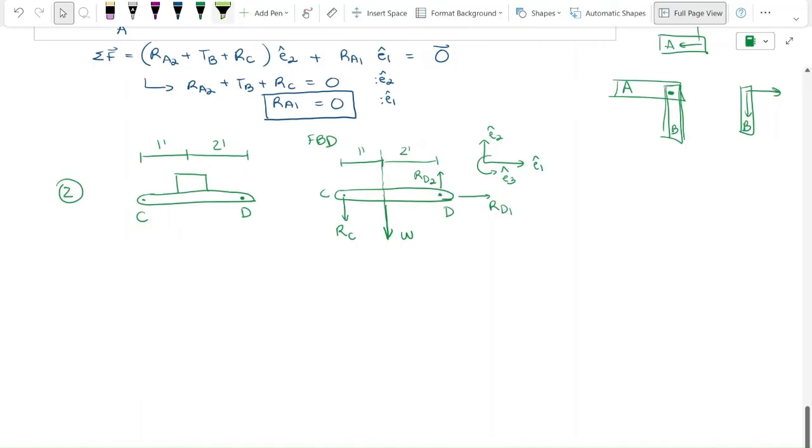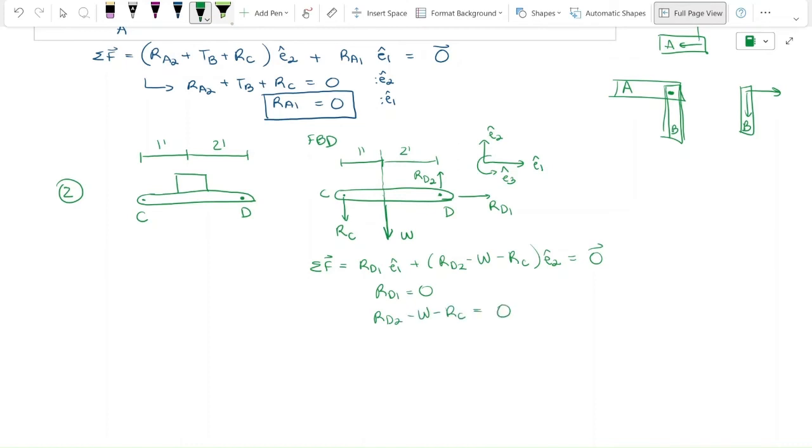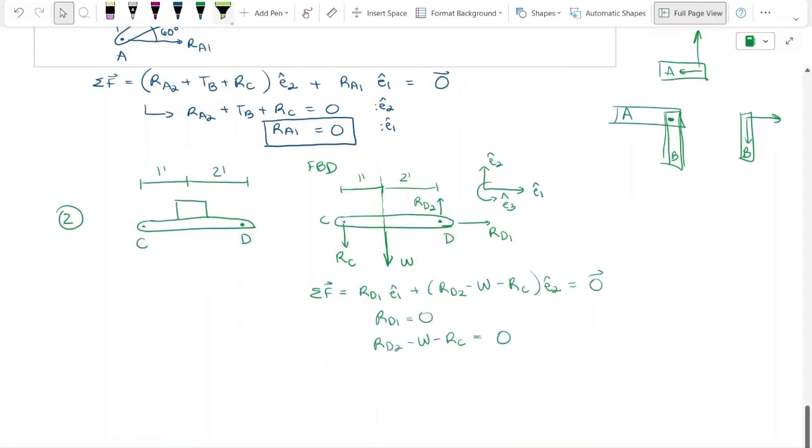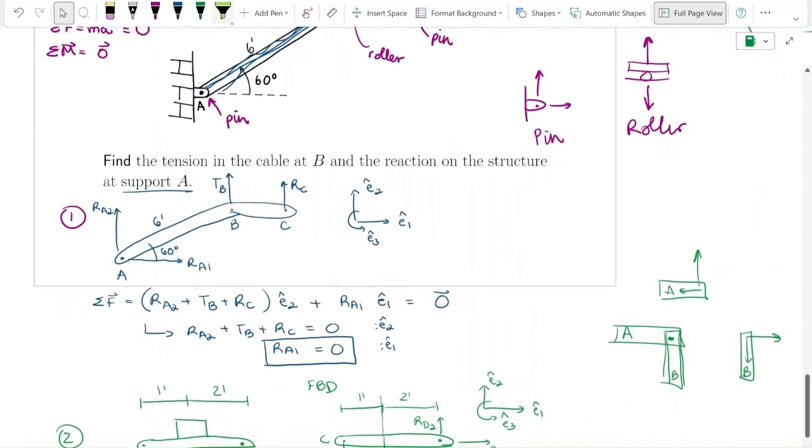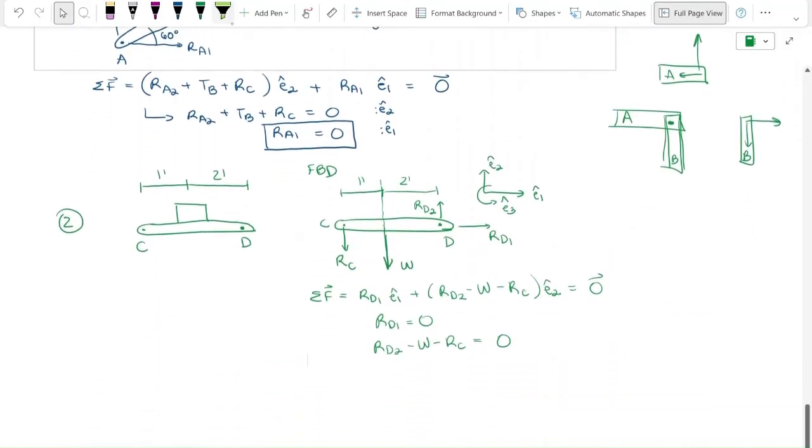Okay, so now we can write the sum of forces. And we have RD1 in the E1 hat direction plus RD2 minus W minus RC in the E2 hat direction equals 0. So this means that RD1 is equal to 0 and RD2 minus W minus RC is equal to 0. Okay. So we need to find T and we need to find A or RA.